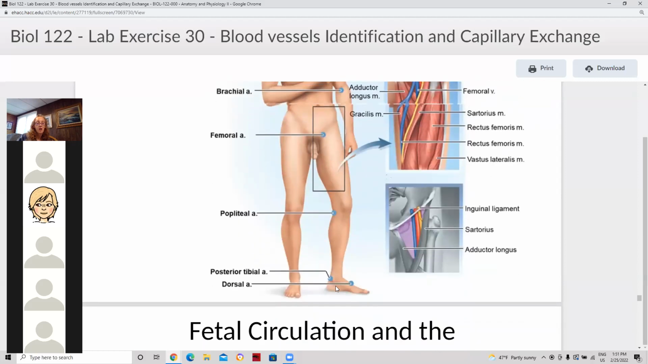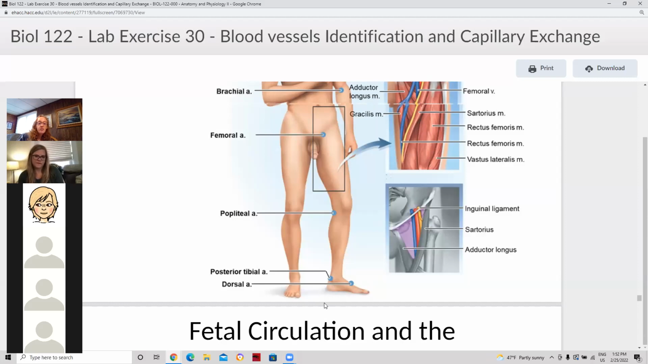I know when I worked in the hospital, there were a lot of patients, because I was in cardiac, that had edema, and they did a lot of the posterior tibial and the dorsalis pedis pulses to make sure that they could feel them. Because of the swelling, they wanted to make sure they were still getting good blood flow and pulses to their lower extremities.